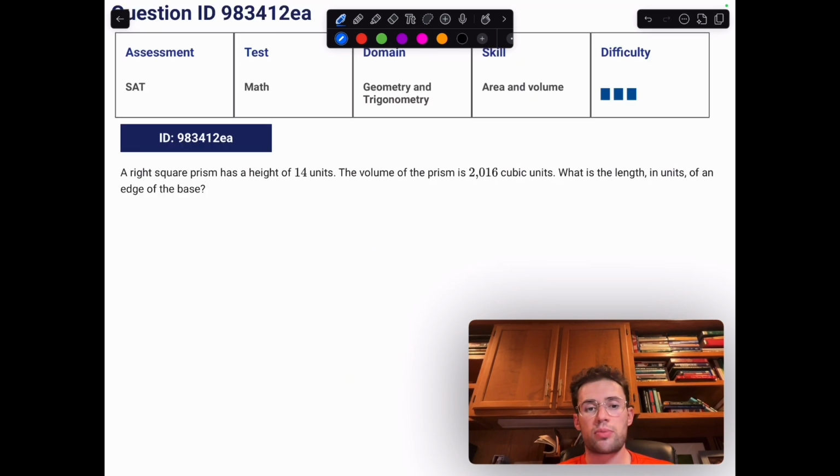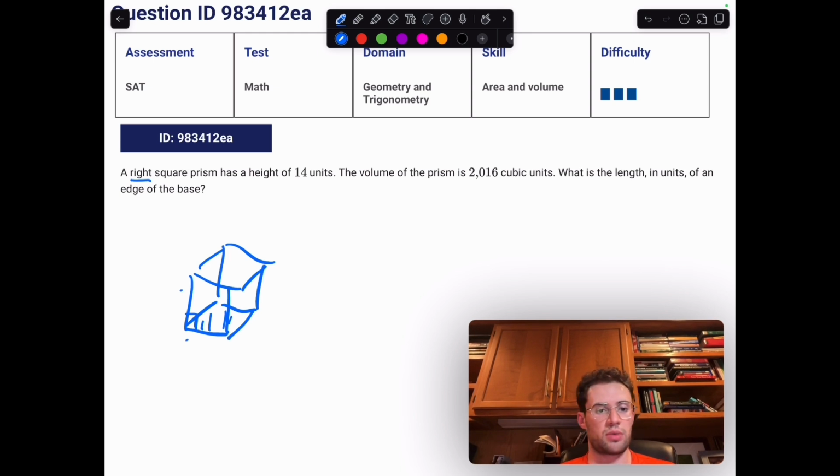A right square prism has a height of 14 units. So when they say right, all it means is that the height compared to the base, like a capital B, like this area down here, forms a right angle. So it's just like a normal prism when you think of a prism. In this case, square prism doesn't necessarily mean it's a cube, right? The height could be different than the side lengths, which we'll see it probably is.